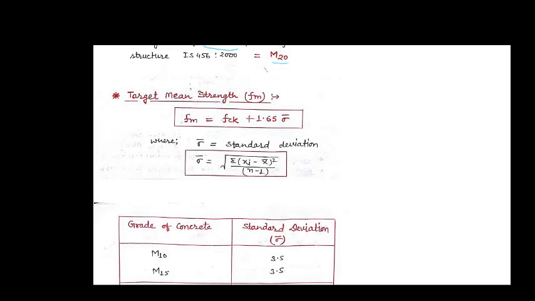Okay, so there are certain terminologies. The first one is target mean strength, which is denoted by F suffix m. Its formula is Fm is equal to FCK plus 1.65 delta. Here the delta term is used for standard deviation and its formula is given below.